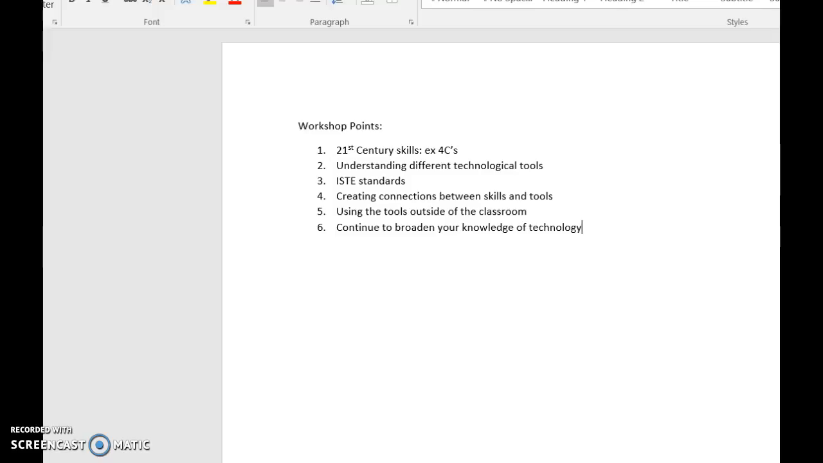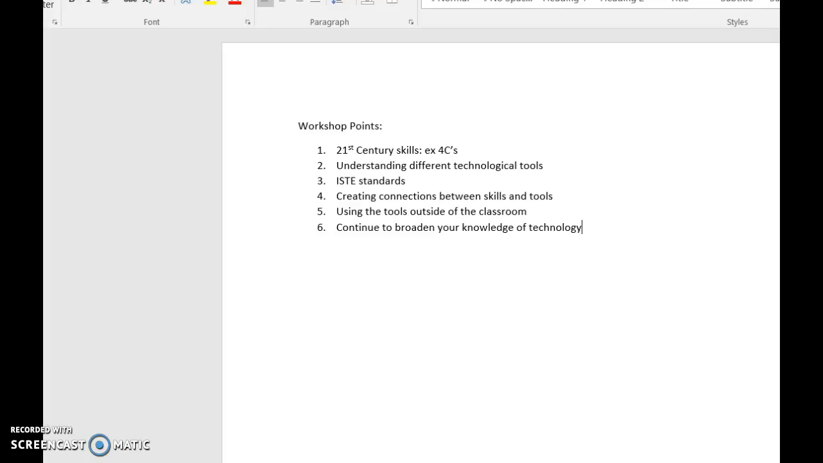Next, it's important to understand the different technological tools that we can use. For example, you could use social bookmarking to share resources with students, bring in a video to show in class, or even show pictures in class time. Even understanding how to detect plagiarized work in students' assignments is very important for a 21st century teacher.